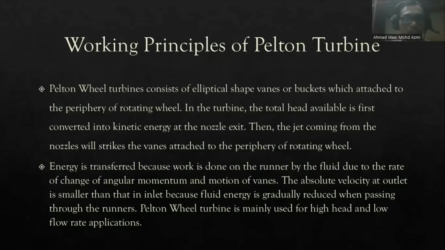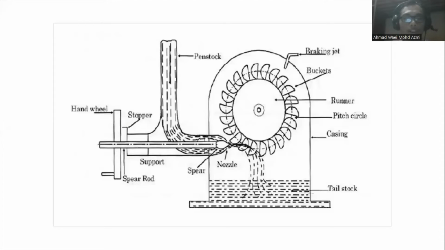The energy is transferred because work is done on the runner by the fluid, due to the rate of change of angular momentum and motion of the vanes. The absolute velocity at the outlet is smaller than that at the inlet because fluid energy is gradually reduced when passing through the runner. The Pelton wheel turbine is mainly used for high head and low flow rate applications. This is an example of a Pelton turbine. As you can see, there is the hand wheel, stopper, support, spear, nozzle, braking jet, bucket, runner, feed circle, casing and the tail stop.